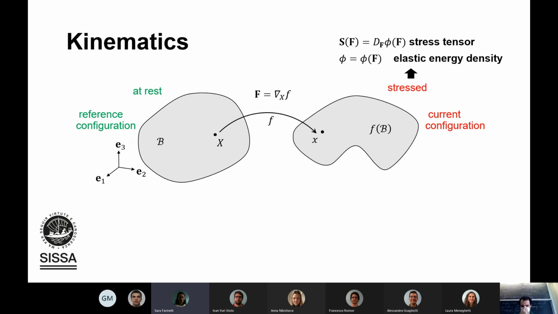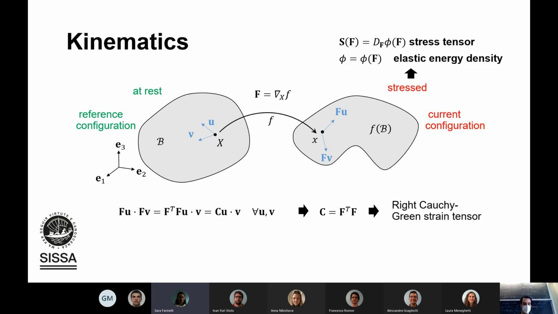Okay. Now, in general, to describe rest and reference configuration and curve configuration, it's useful to rely on the Cauchy-Green strain tensor that I will introduce, which is nothing else but the pullback of the Euclidean metric through the map F of the body B. So one takes two, say, tangent vectors to B, considers their mapping through the differential, and then one computes the scalar product of Fu times Fp, and defines with these simple passages the Cauchy-Green strain tensor, which is indeed a metric tensor.